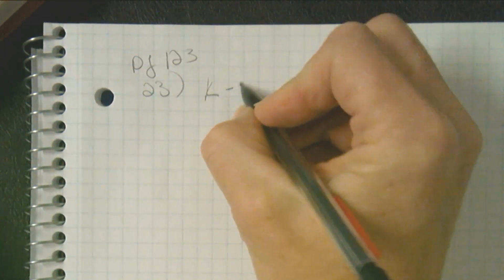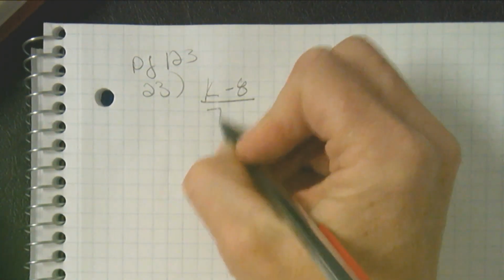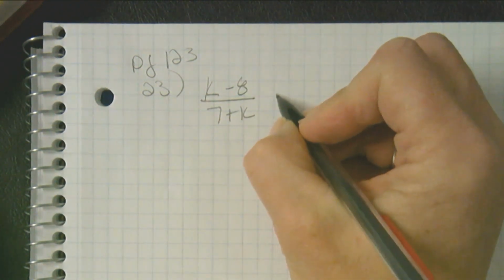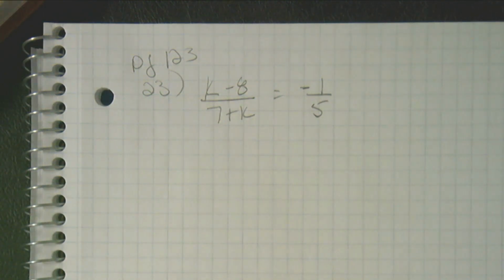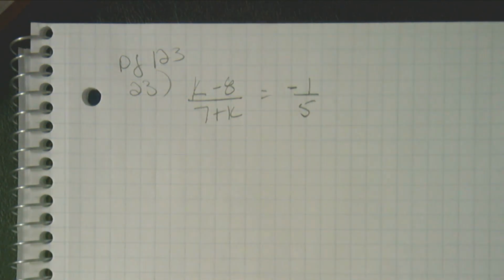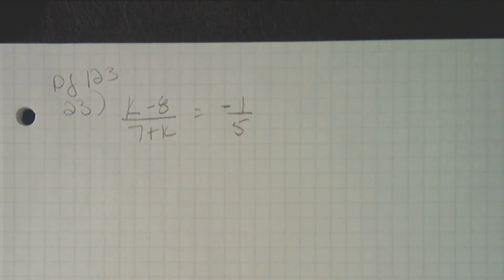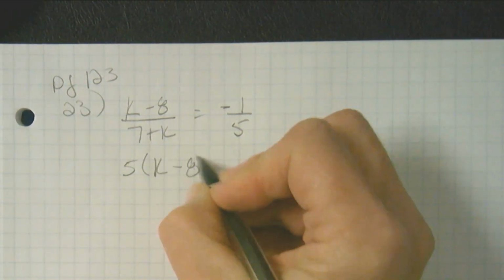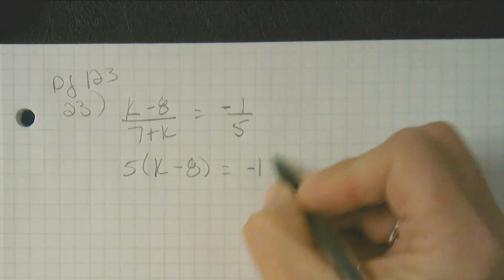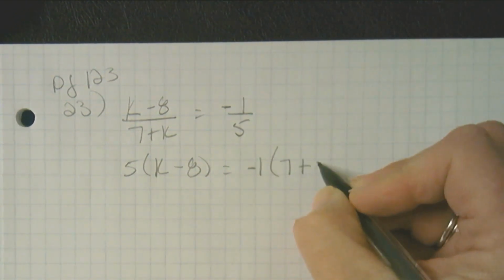Okay, if I take a look at number 23. 23 said, I have k minus 8 over 7 plus k is equal to negative 1 over 5. Is this the one you're talking about? Awesome. Can you see that okay? Okay. All right, so always use cross multiplication to solve proportions. So I have to do 5 times a quantity of k minus 8 equals negative 1 times a quantity of 7 plus k.